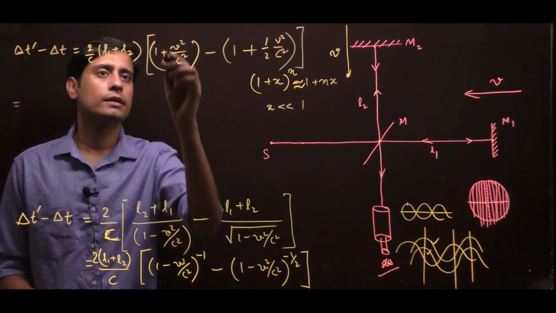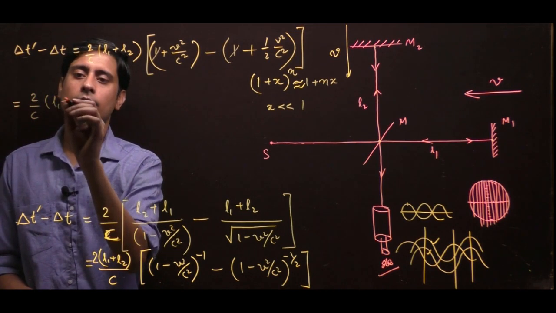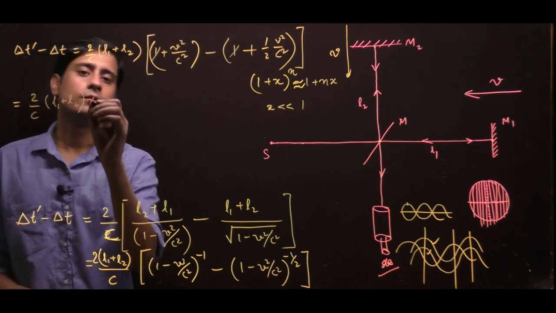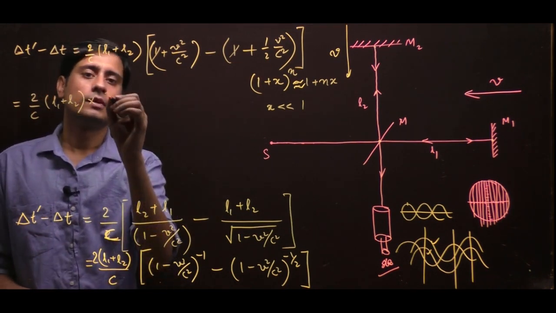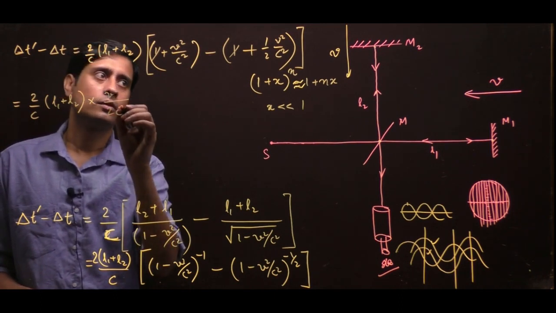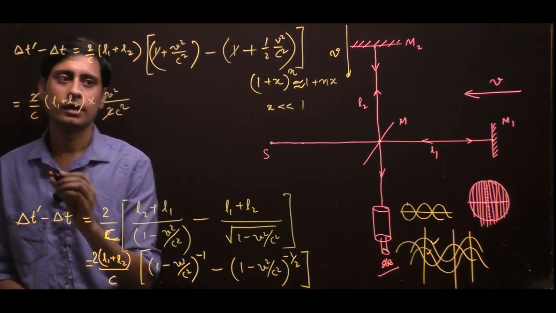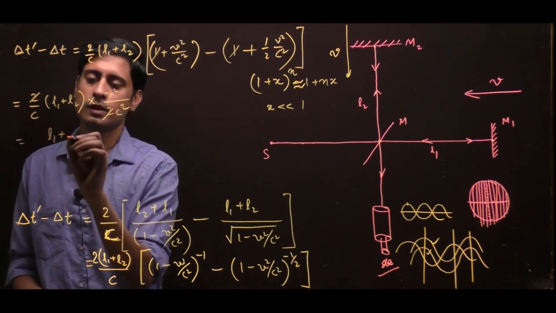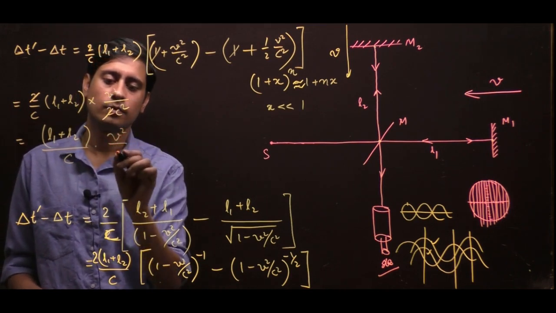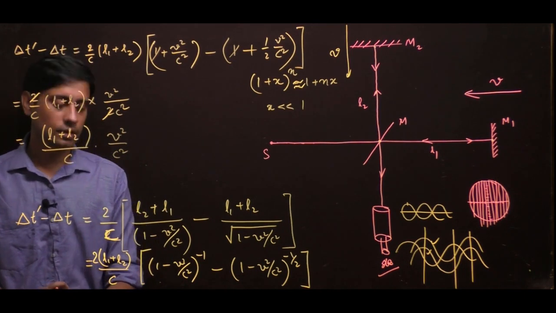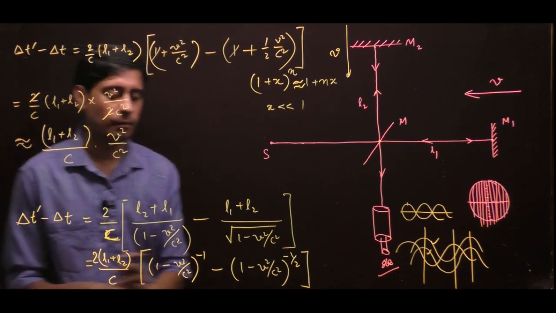In this one term will be cancelled out, and you will get 2 upon c, L1 plus L2, into these two terms subtracted, which give you V square upon 2C square. So this 2 will be cancelled out, and finally you get the answer L1 plus L2 upon C into V square upon C square. This is the difference of the times, and you must write it with an approximation because we have applied approximation in both the terms.